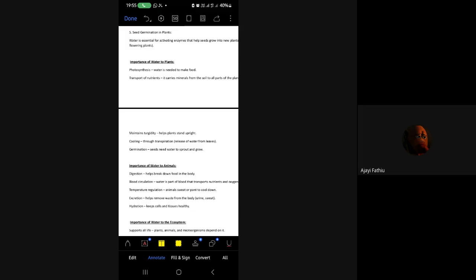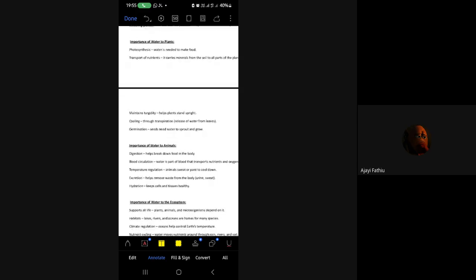It is needed for seed germination. It is one of the conditions that must be met before seed can germinate. There must be water. It will soften the seed coat and it will also activate the enzymes. The water will activate the enzymes within the seed.